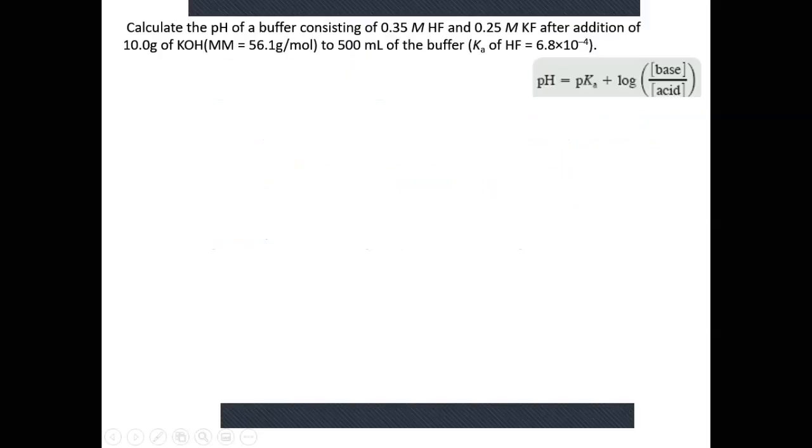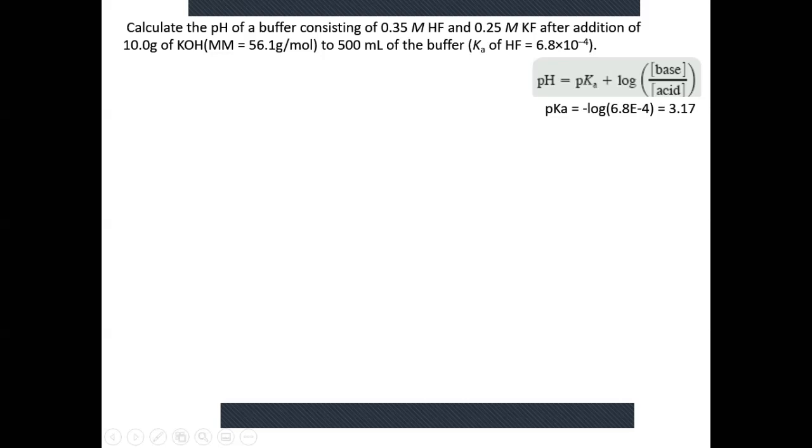And then one last problem. We want to calculate the pH of a buffer consisting of, again, 0.35 molar of HF, 0.25 molar of KF, and this time we're going to add 10 grams of potassium hydroxide. So again, we're dealing with the Henderson-Hasselbalch equation because it's a buffer. pKa, negative log of Ka, 3.17, and our reaction scheme.